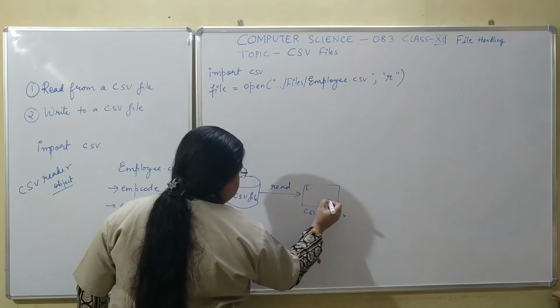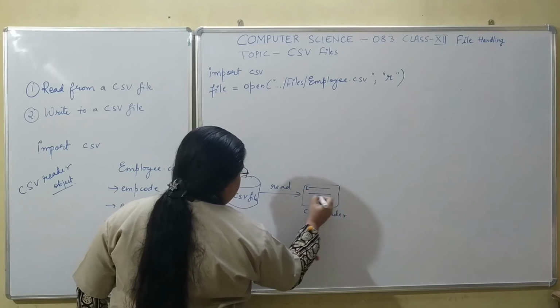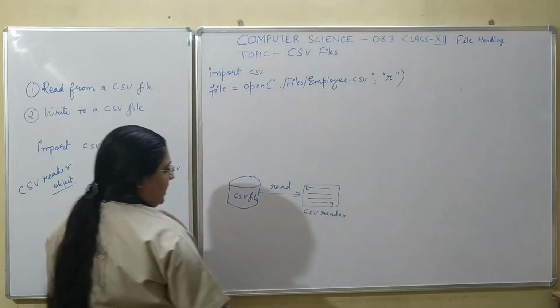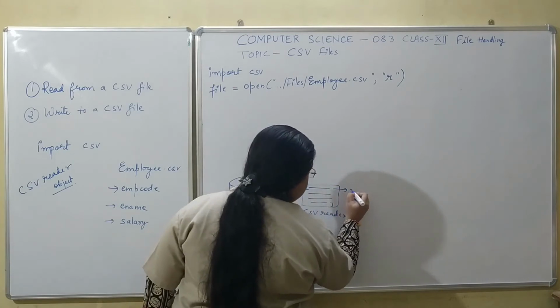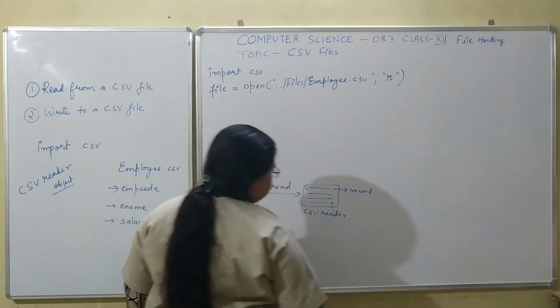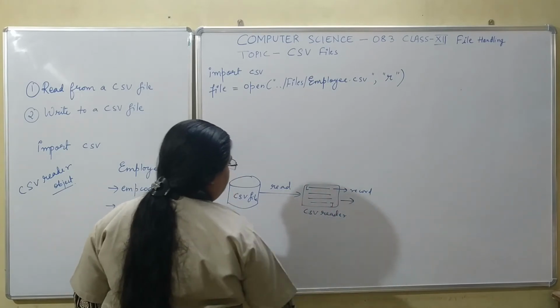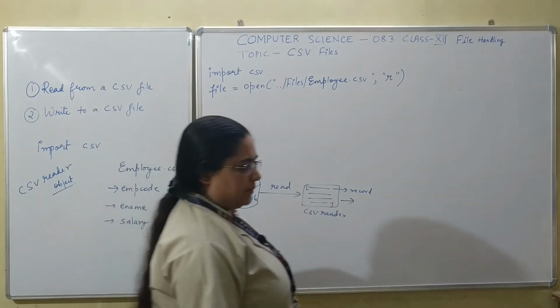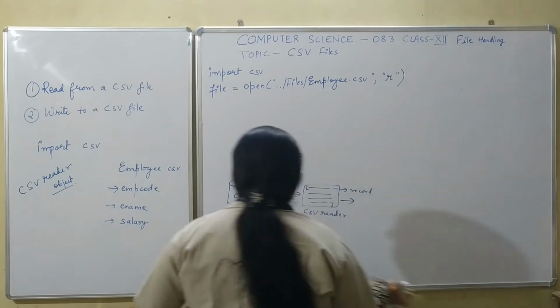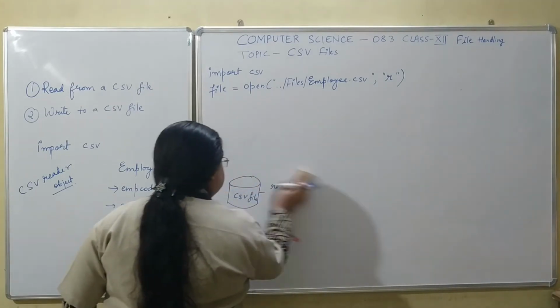And in the CSV reader, it is stored in the form of a list, where every line which you see over here is a record. So we can access data easily from here using our program. So that is what we are going to follow here.